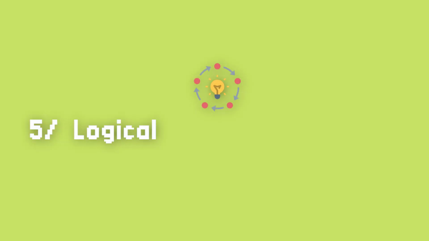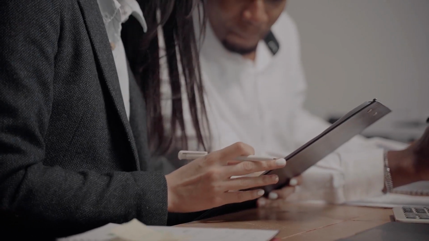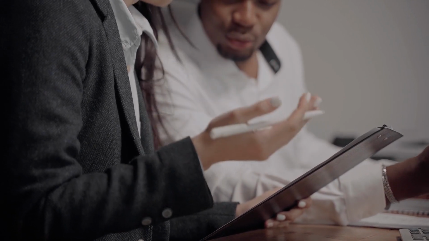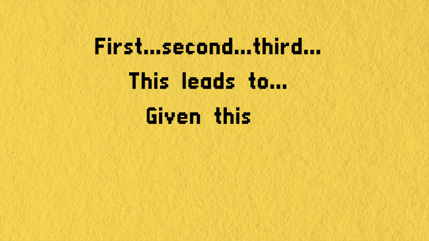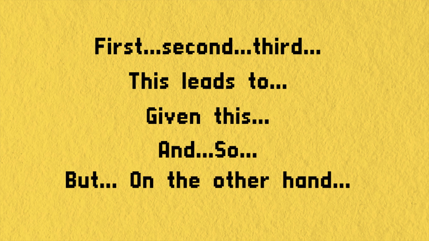And from analysis, we're going to the next thing, which is a logical transition bridge. Just by adding these bridges into your conversation, it will help people come with you instead of getting lost in the details, not knowing where they are and where they're headed. Classic one is first, second, and third, but you also have others like this leads to, given this, you have, and so, and but, and on the other hand. And it's always great to end with as a result. This is where we've landed.